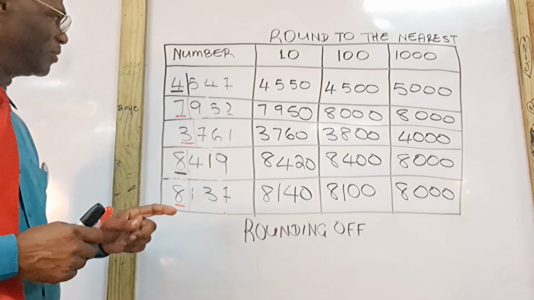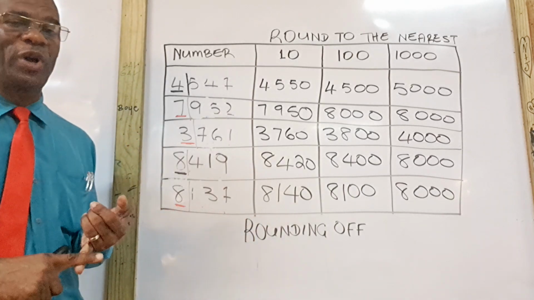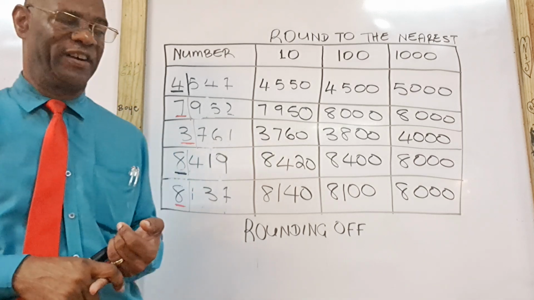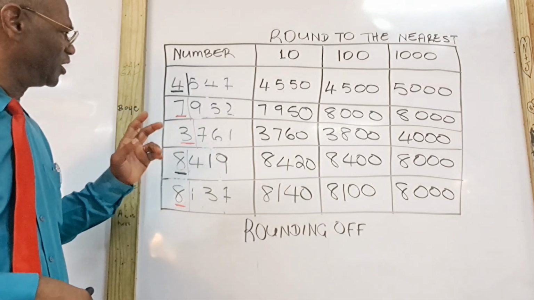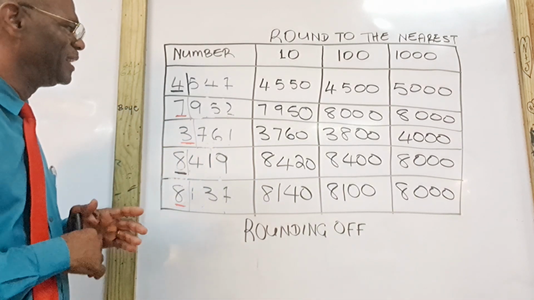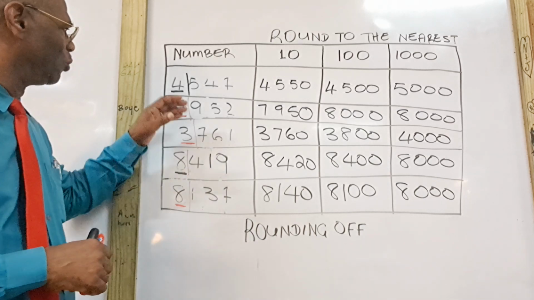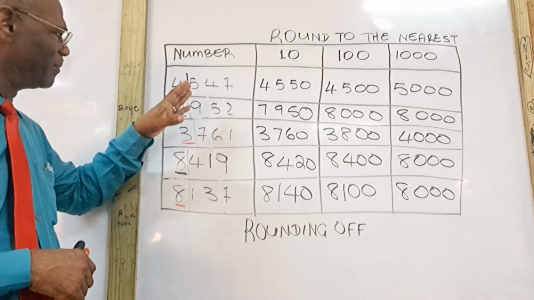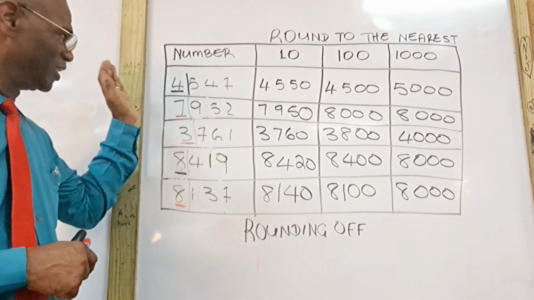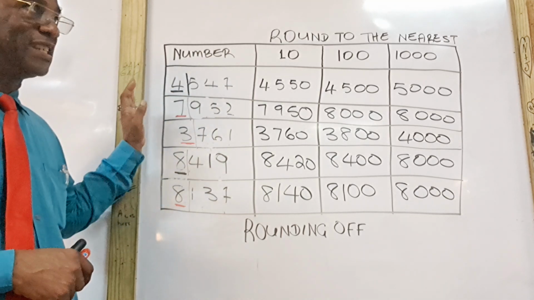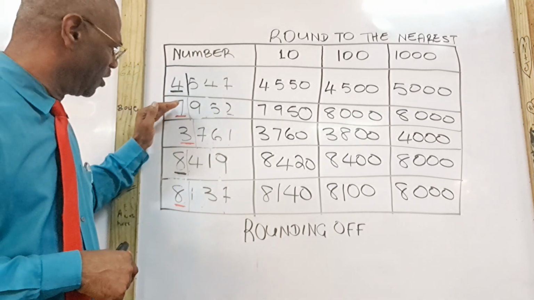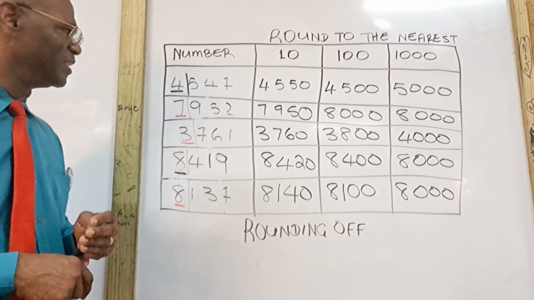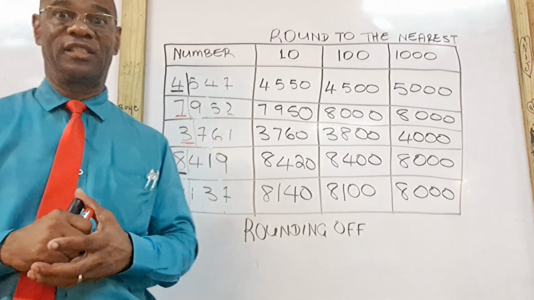Now that's it. So remember that any digits we discard, we must replace with zeros. And if the digit that comes immediately to the right of the one in question is 5 or more, we add 1 to the digit immediately to the left. And if it is less than 5, we simply discard them and replace them with zeros. Alright? So that's it for now.